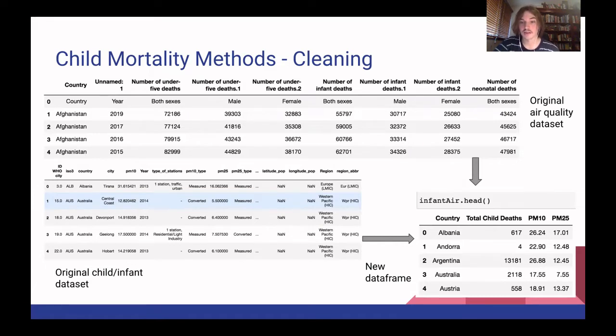Natalie had some neat code to clean up the air quality dataset by averaging each country's air quality data, so each country only had one entry. As you can see here, there's a lot of entries for Australia, only one for Albania. I adapted this code to the child mortality dataset because I faced similar issues with countries having multiple entries. I then reduced each data frame to only the columns I needed and merged them into one frame containing the country, its total child deaths for both sexes at all ages, and their PM10 and PM25 levels. That's the infant air.head data frame down here that I created.